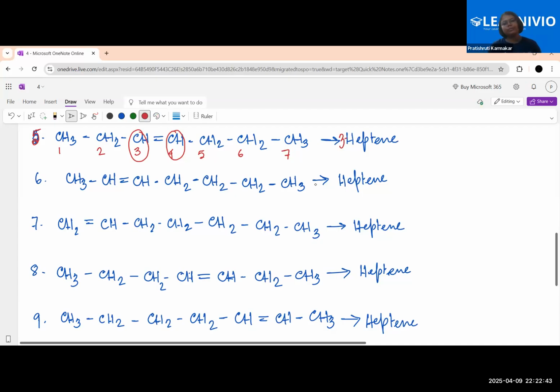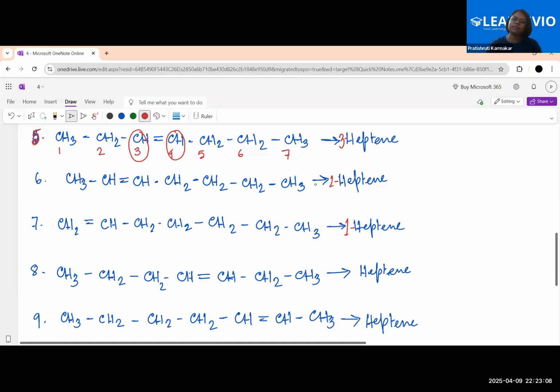The next one will be 2-heptene. The seventh one would be 1-heptene, because the double bond starts at the first carbon itself. You have to mention the number. Even if it's on the first carbon, you have to mention the number, okay? Yes, ma'am. So this is 1-heptene.